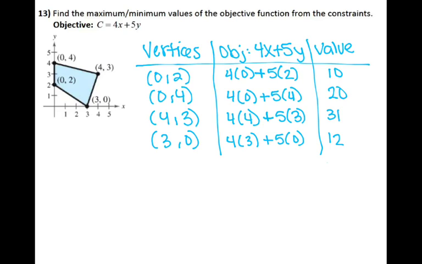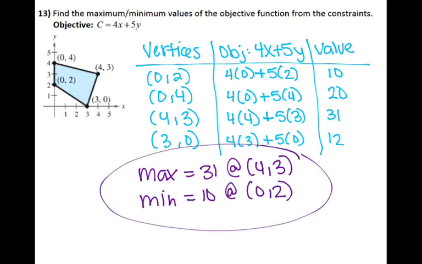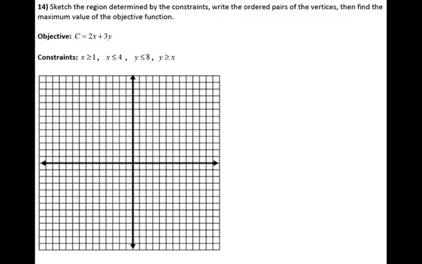And I'm looking for the max and the minimum value. So my max is 31, and that occurs at 4, 3. And my min is 10, and that occurs at 0, 2. So the next one, I actually have to create the graph first before I find the max and the minimum value. Actually, this one just wants the maximum value.